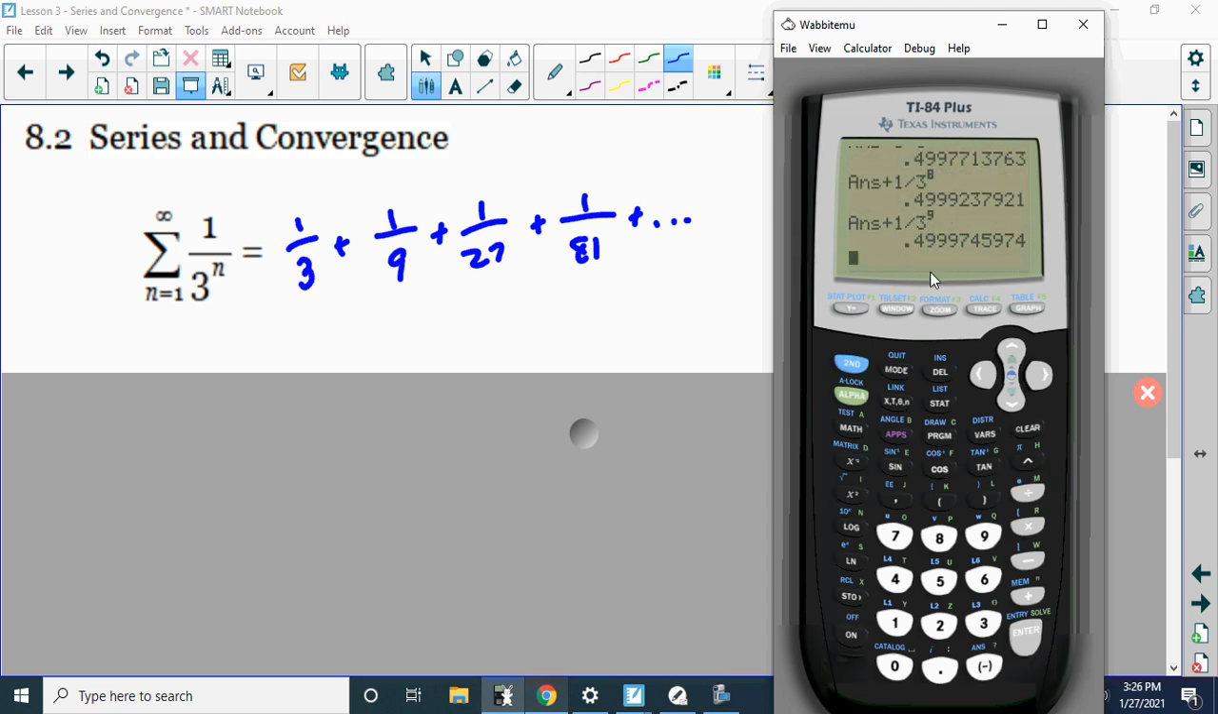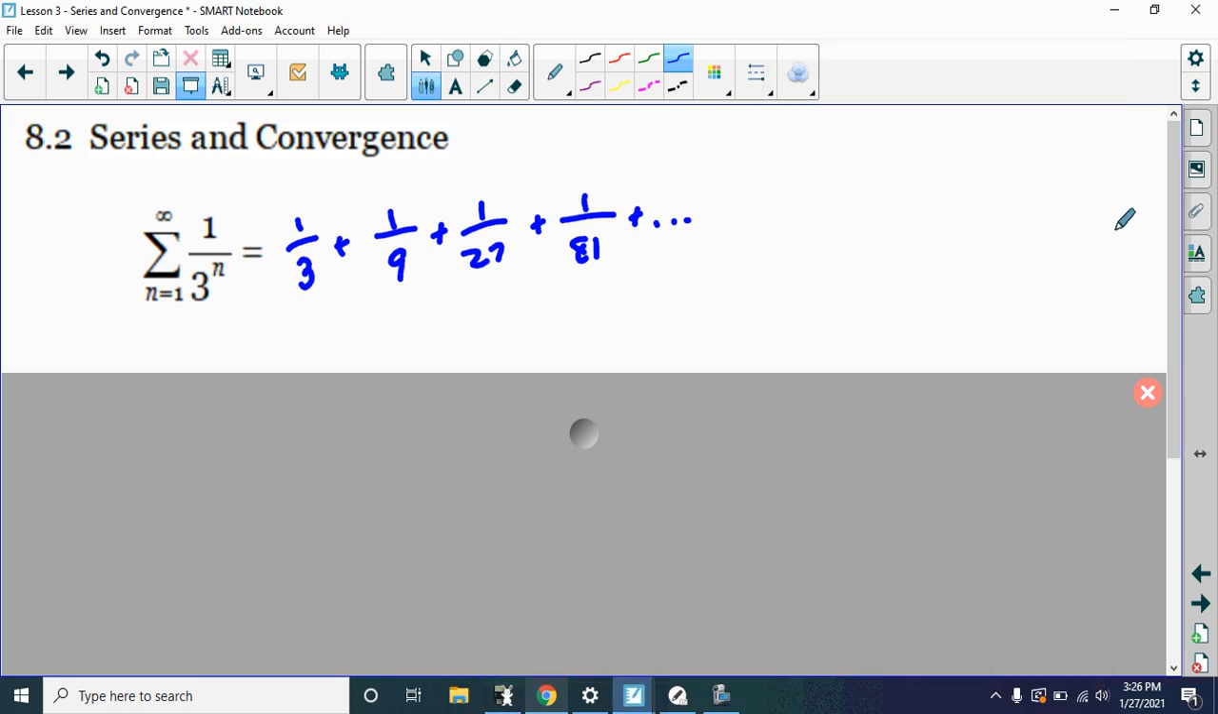And we're getting closer and closer and closer to 1/2, right? So as n continues to get bigger and I continue to add, this eventually is getting to 1/2. So the goal is to be able to tell, first of all, that it's going to get closer and closer to something, and then to find what that is without just typing numbers in.